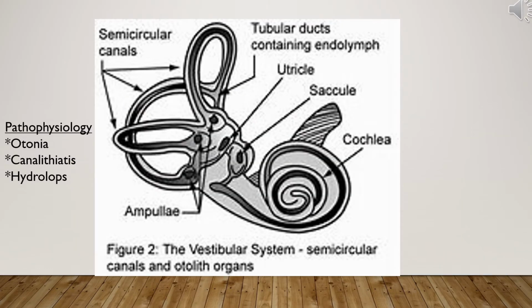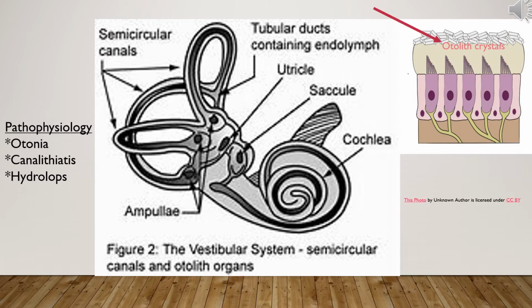The utricle and saccule have a system which has otolith crystals which move in relation to gravity and give you an idea of which way you are in relation to the ground, for example, when your head is tilted back or when you're standing on your hands. These crystals may get dislodged from whiplash or head trauma.